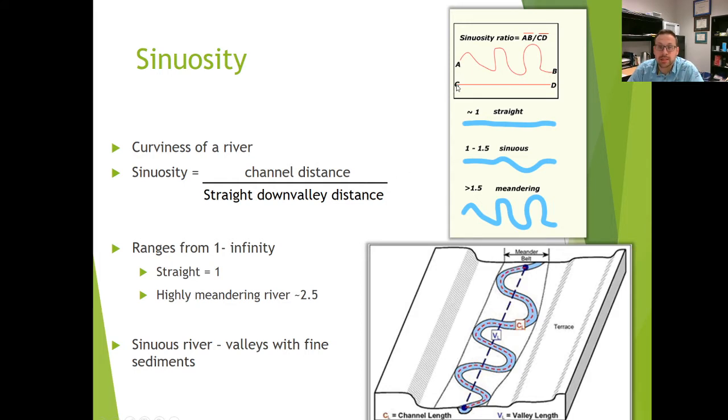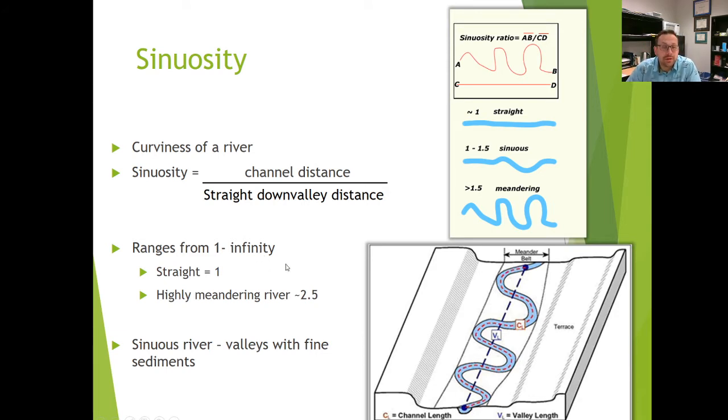What you've got is the valley, the down valley distance is the length, the distance from C to D. In this case, it's just this VL here, right? But the channel distance, the river curves around it, in this case it's this channel length, CL, and it's very curvy and does not follow a straight line. So what we notice is that channel distance should always be at least equal or larger than the down valley distance. And when you divide those, what you get is a number from 1 to infinity.